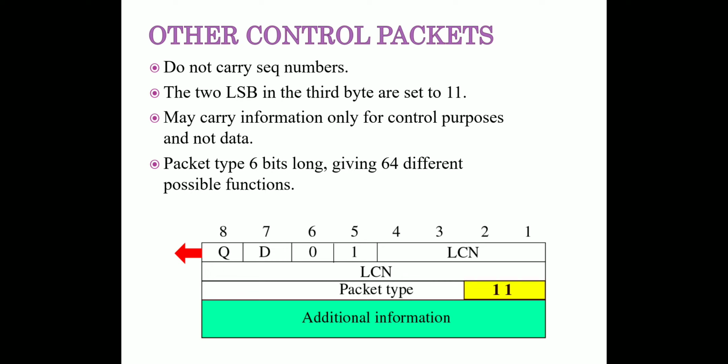Again, it has a GFI, it has a LCN, and this time the packet type is 6 bits long. So it gives you 64 different possible functions, that is 2 raised to the power 6. So you can have 64 different control packet types. It can have some additional information with the packets. Definitely not the user data, only some additional or control information.